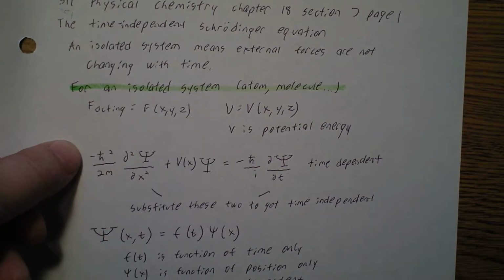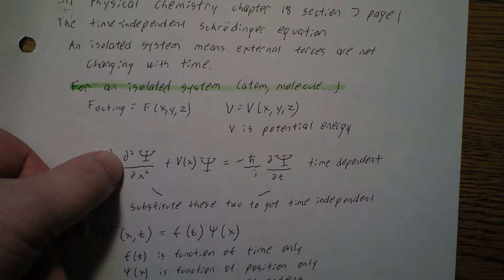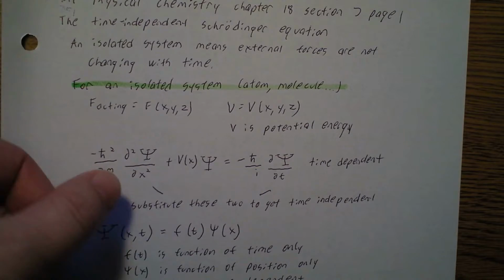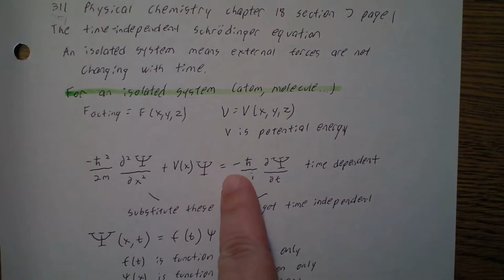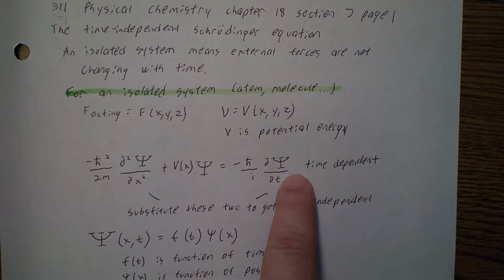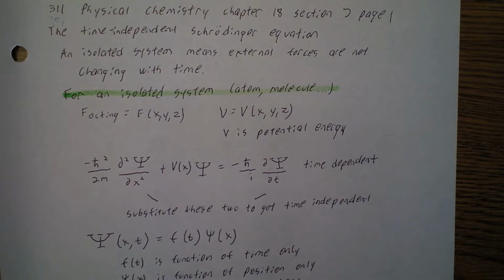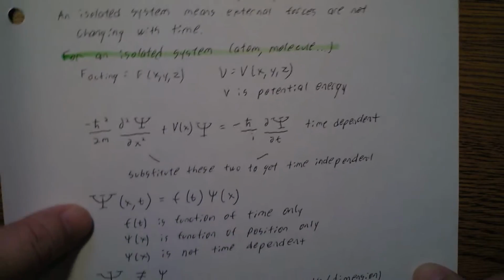So we end up with minus h bar squared over 2m times the second derivative of psi with respect to x, plus the potential energy as a function of x times psi, is equal to minus h bar over i times the partial derivative of psi with respect to time. Now remember, this was time dependent. So we need to substitute out these two to get the time independent version.